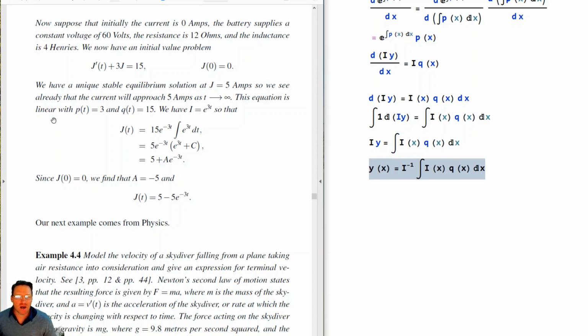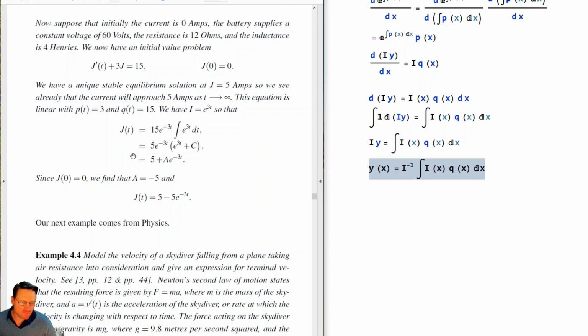I is equal to e to the power of the integral of 3. So the integral of 3 is easy, it's just 3t. So our integrating factor is e to the power of 3t. Now remember, we multiply by that integrating factor and then use equation 7, right? And so that gives us 15 e to the minus 3t times the integral of e to the 3t dt. So this integral is easy. We just have 1/3 e to the 3t and then plus our constant of integration.